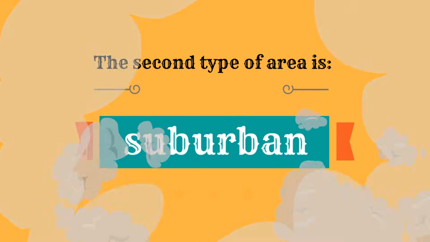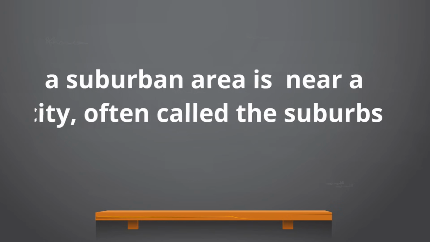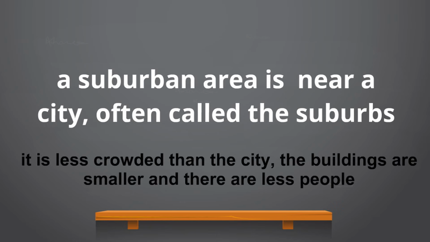The second type of area is suburban areas. A suburban area is near a city, and it's often called the suburbs. It's less crowded than the city. The buildings are smaller. There are less people than are in the urban areas.